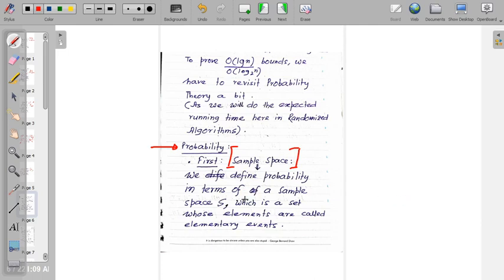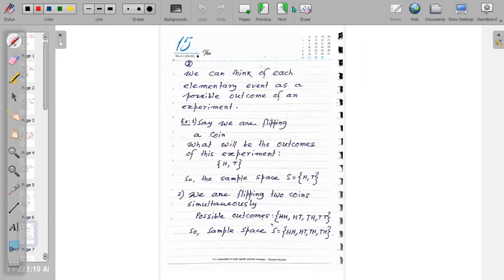So we define probability in terms of a sample space, which we denote by capital S, and which is a set whose elements are called elementary events. Now let us take one example. An elementary event, you can think of it as a possible outcome of that experiment.